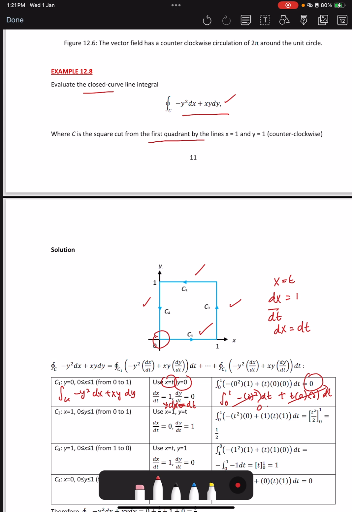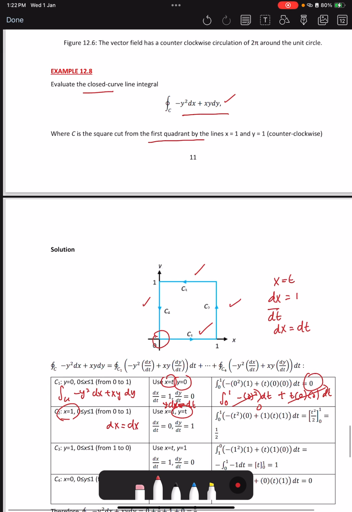Okay. For the second curve now, x is equivalent to 1, because at this line, x is equivalent to 1 and y goes from 0 to 1. So x is equivalent to 1, dx will be equivalent to dt, y is equivalent to t, and when you differentiate, you get 1.